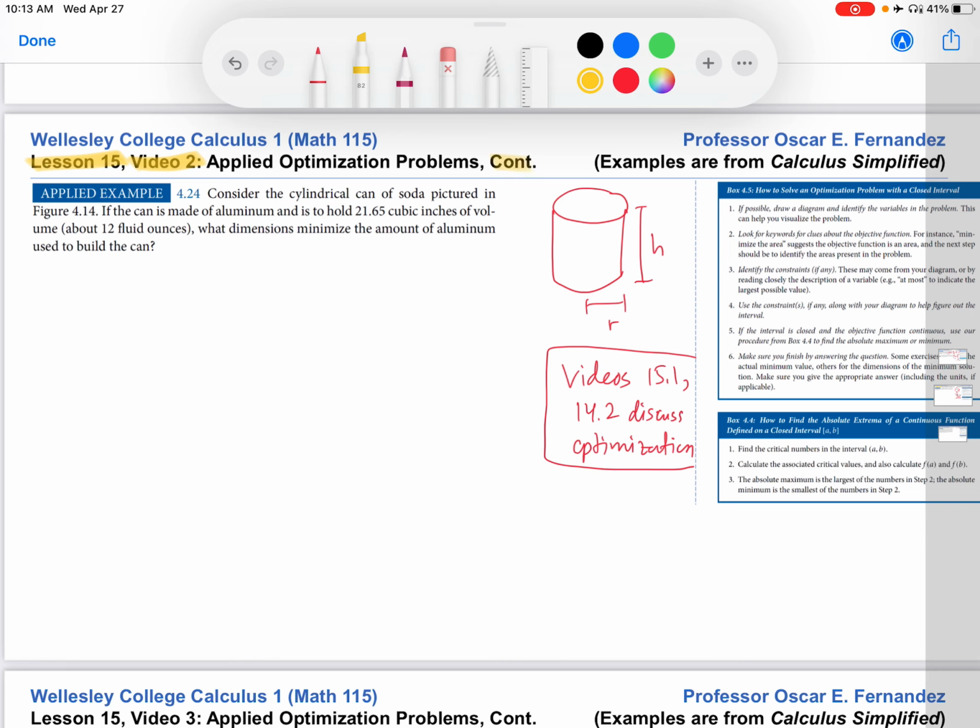So we're continuing our discussion here of applied optimization problems, and I'm going to work through applied example 4.24 from Calculus Simplified. So there's a couple of things to mention here before I start going through the example.